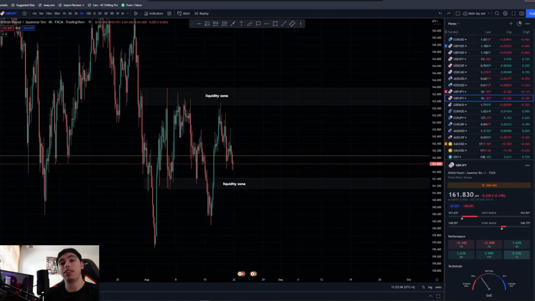I see liquidity on the internet is a very popular topic, and a lot of people get it wrong actually. They base their whole trading on liquidity and forget the fundamentals. Now, liquidity should be used as a tool, not the basis of your trading.